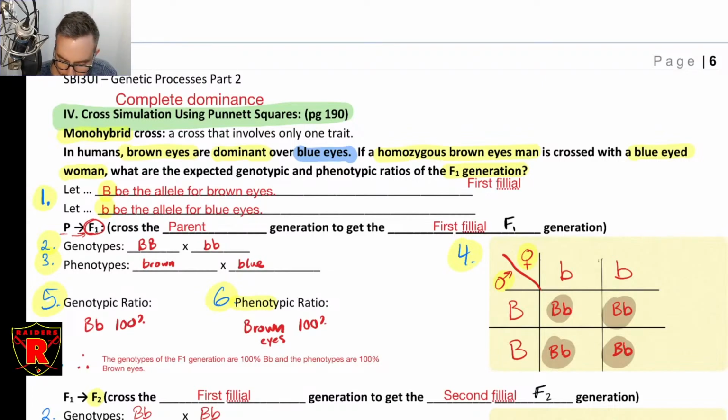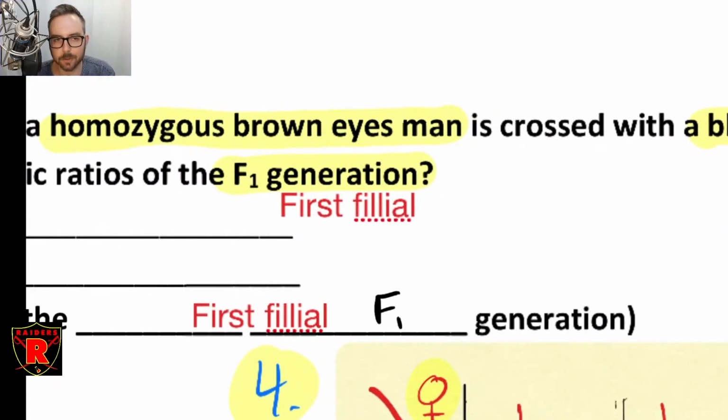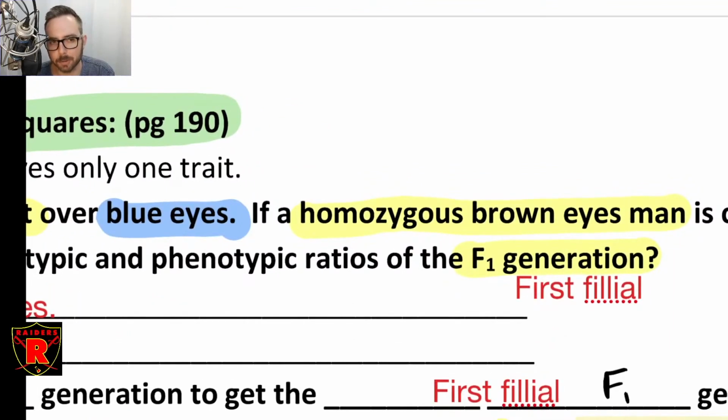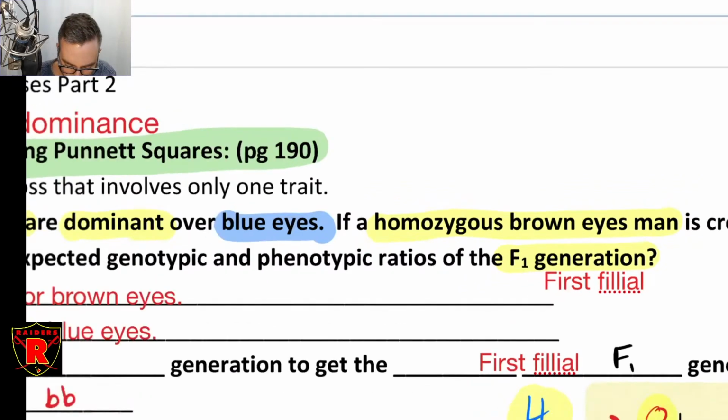If a homozygous brown-eyed man is crossed with a blue-eyed woman, what are the expected genotypic and phenotypic ratios of the F1 generation? Remember that F1 means first filial. It is the children of the P1, the children of the parent generation. And the reason that you ask about ratios is that it's really like asking what is the percentage chance of whatever outcome. That's basically asking the same question.